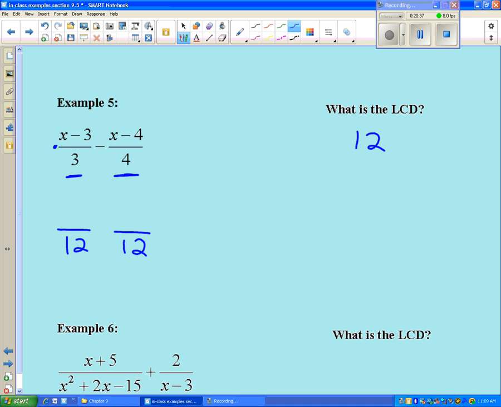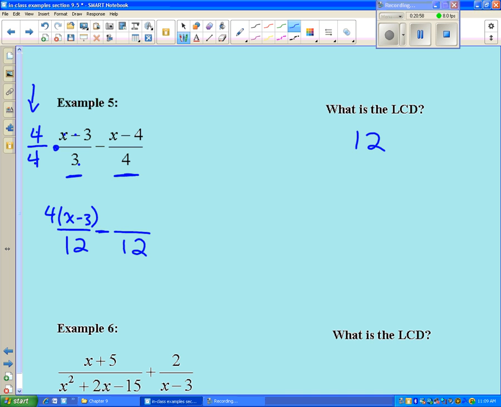Well, 3 times what is 12? Well, that's 3 times 4. I want this number to be the number 1, so 4 over 4. 4 times 3 is 12. 4 times x minus 3. We're going to leave it as 4 times x minus 3 for a minute.